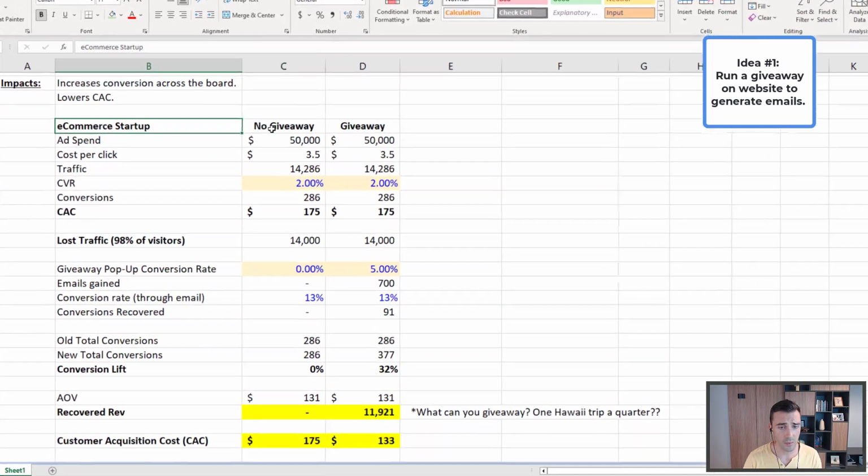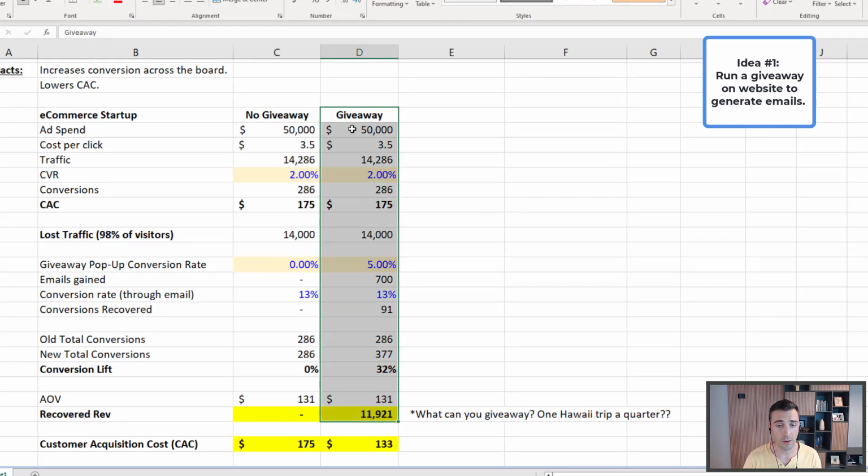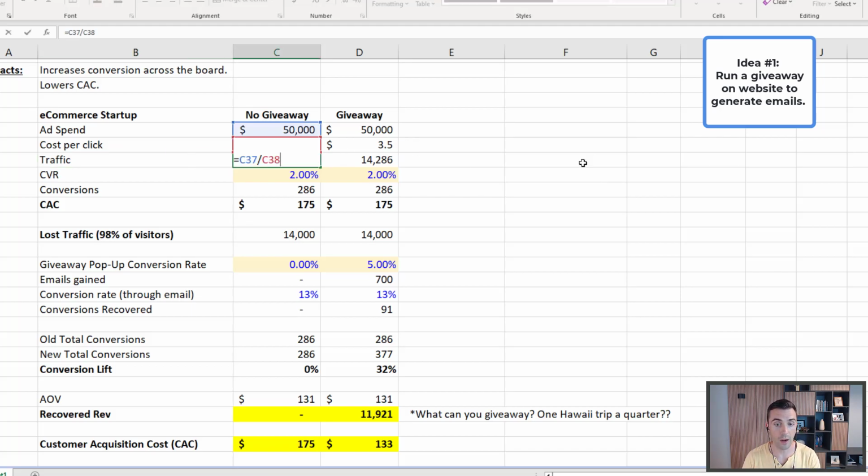Here is an e-commerce startup, and this is a scenario where there's no giveaway, and this is the scenario where there is a giveaway. In both scenarios, we'd have our basic setup, which is ad spend. Let's say we spend $50,000 a month. Cost per click is $3.50. The amount of website traffic that we effectively are acquiring is just $50,000 divided by the cost per click. So 14,286 visits in both scenarios.